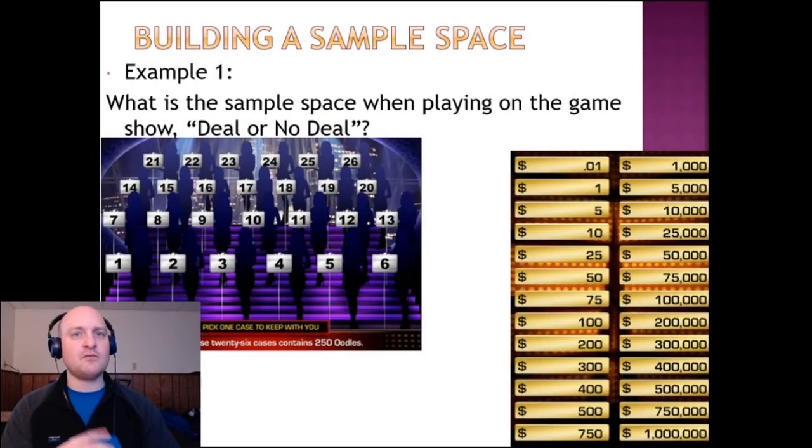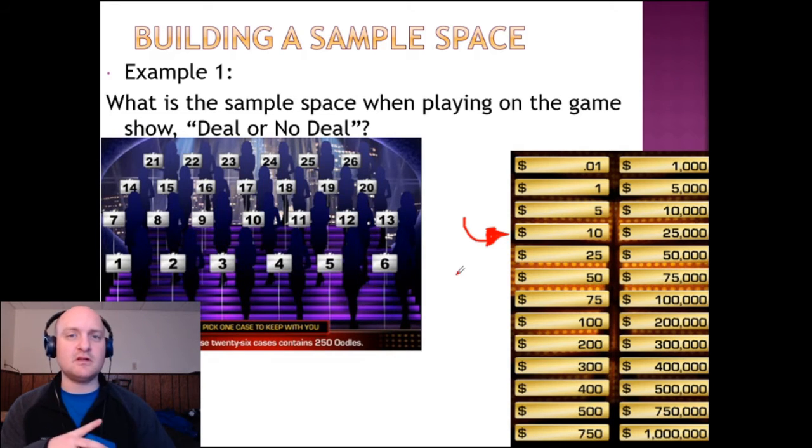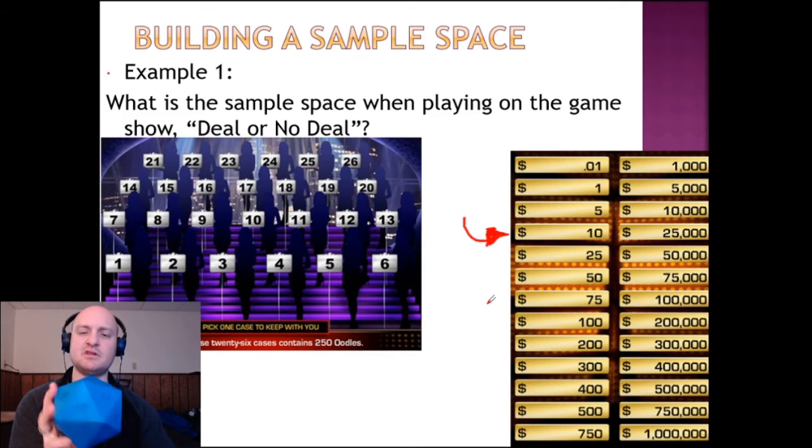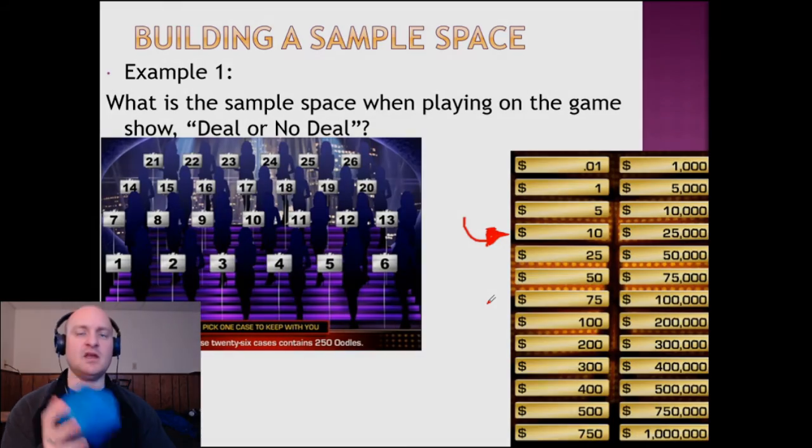Which of these represents the sample space when playing Deal or No Deal? Is it the cases you choose from or the dollar amounts you win? The result should be the dollar amounts you win, because the sample space is always the possible list of outcomes you could have in an experiment.